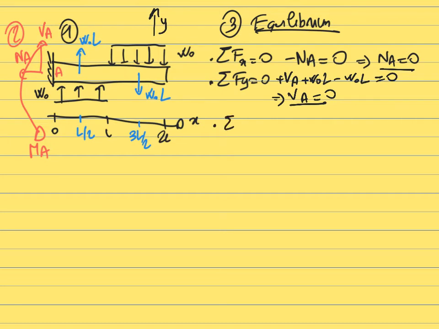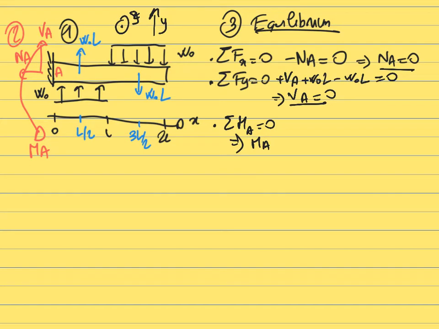Finally, we can write that the sum of the moments is equal to 0. We can choose a given point to write that the sum of the moments about this point is equal to 0. So, for example, we can choose the sum of the moments about point A is equal to 0. So what do we get? First, we get the moment MA that is created by the fixed support. This moment has a positive projection about the z-axis. The z-axis is an axis that is coming towards you. So MA is its projection.